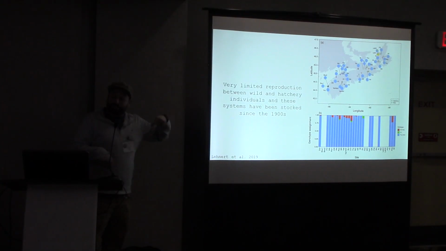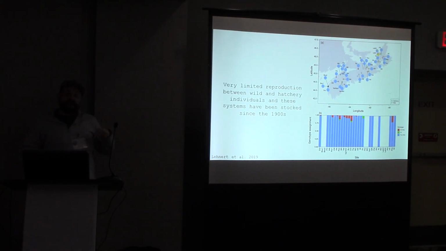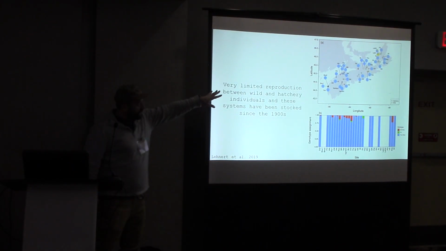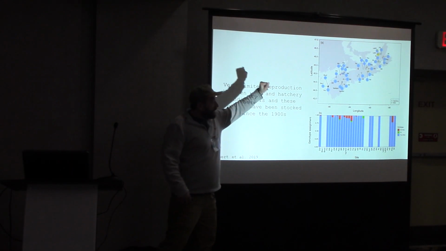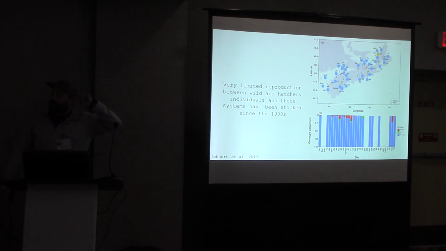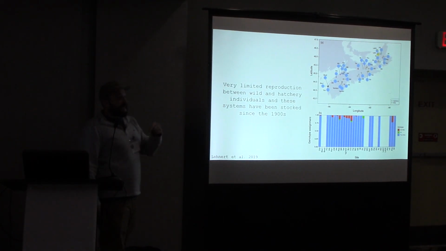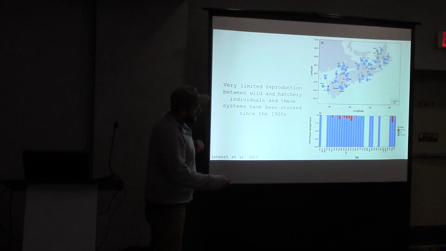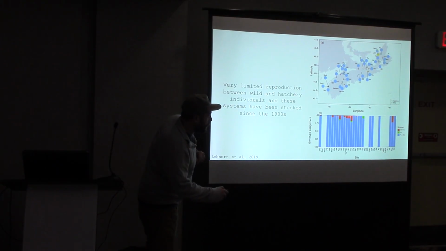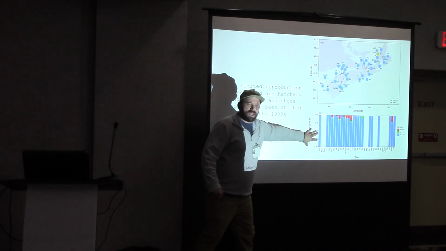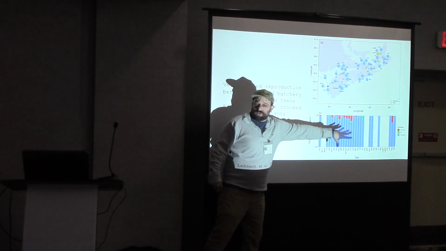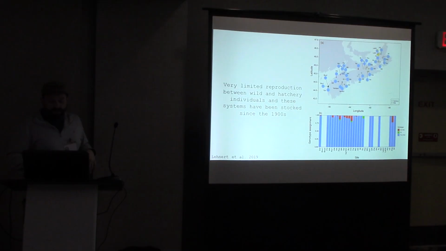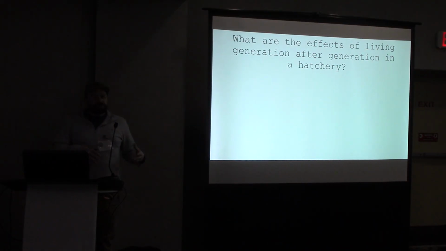This area has been stocked since the 1900s, so well over 100 years. And you can see, look at that bar graph, and even if you prefer the pie chart with the geography, the only population that had any sort of signature of reproduction between hatchery and wild individuals was that population up here. And then, I can't remember exactly where they are down here, it's one of these. But regardless, this blue color is a pure wild. So you can see the majority of those bars are blue, indicating very limited reproduction between hatchery and wild fish. So, naturally, we might wonder why.